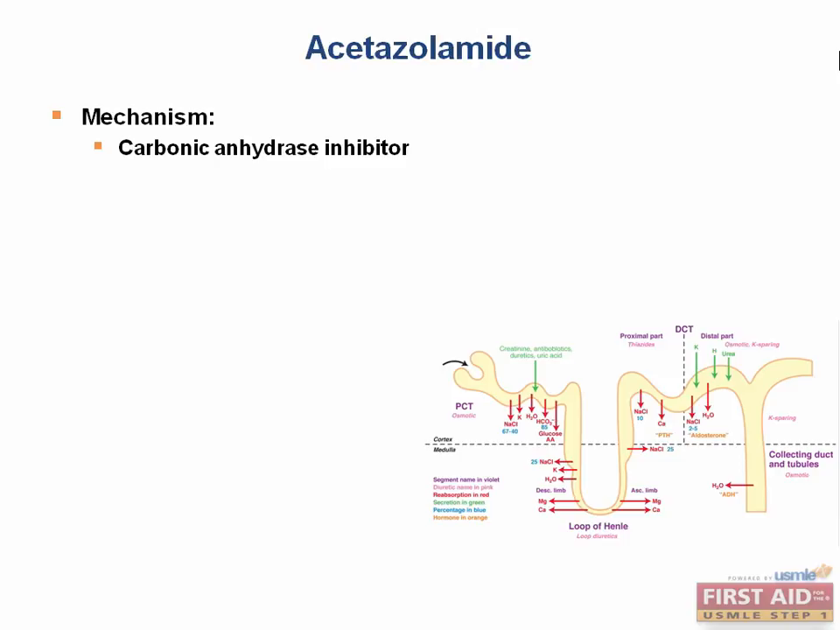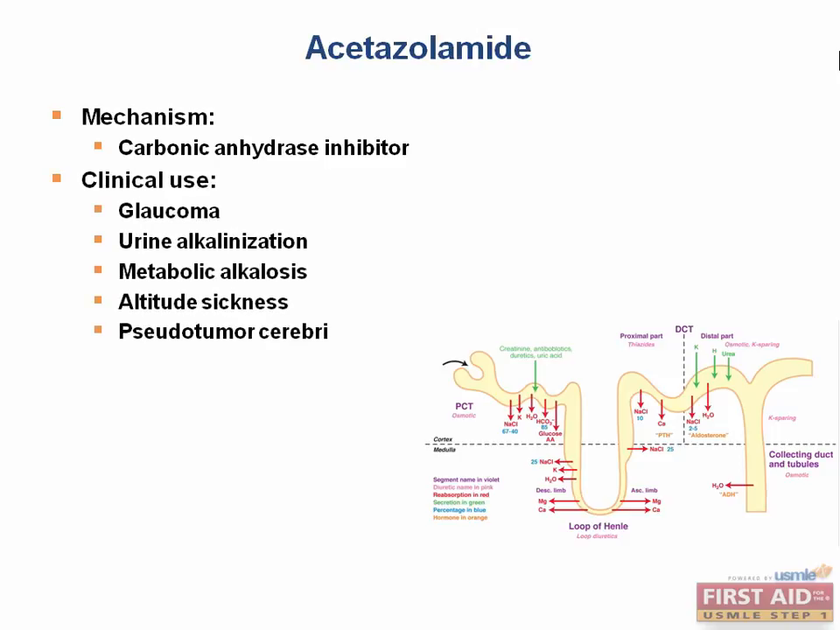The next drug is acetazolamide, which is a carbonic anhydrase inhibitor that we've already talked about. By inhibiting carbonic anhydrase, bicarbonate is not reabsorbed because it's not converted into what? Correct, carbon dioxide. This causes bicarb loss and sodium loss in the urine. It's primarily used for glaucoma because it reduces aqueous humor pressure.